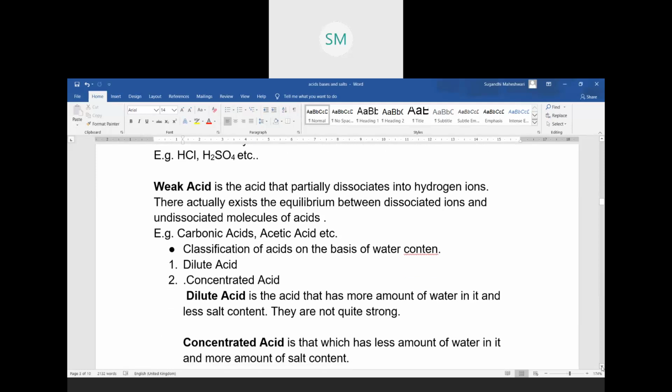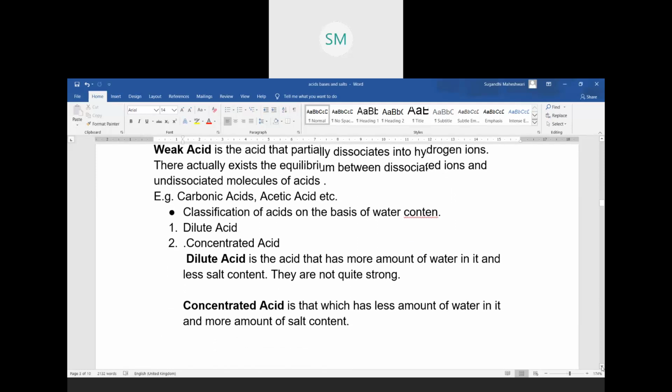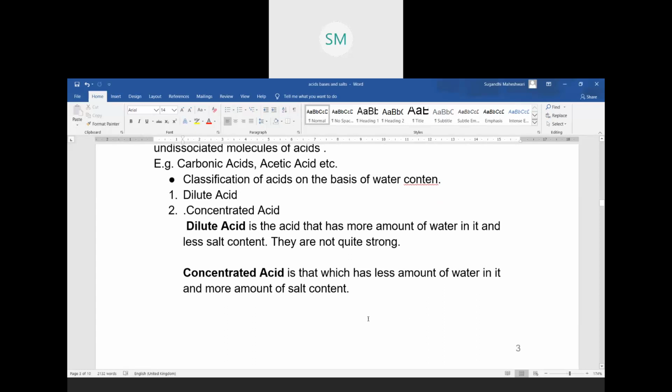Now, the third classification is on the basis of water content. What is the water content? Dilute acid and concentrated acid. Dilute acid is the acid that has more amount of water, and concentrated acid is the acid which has less amount of water in it and more amount of acid content.